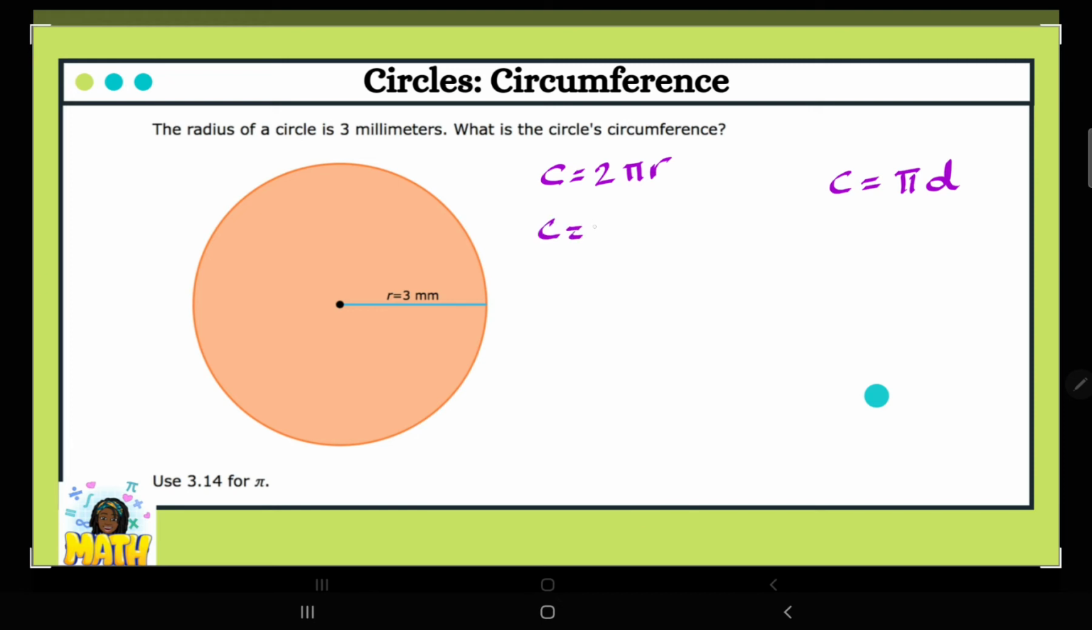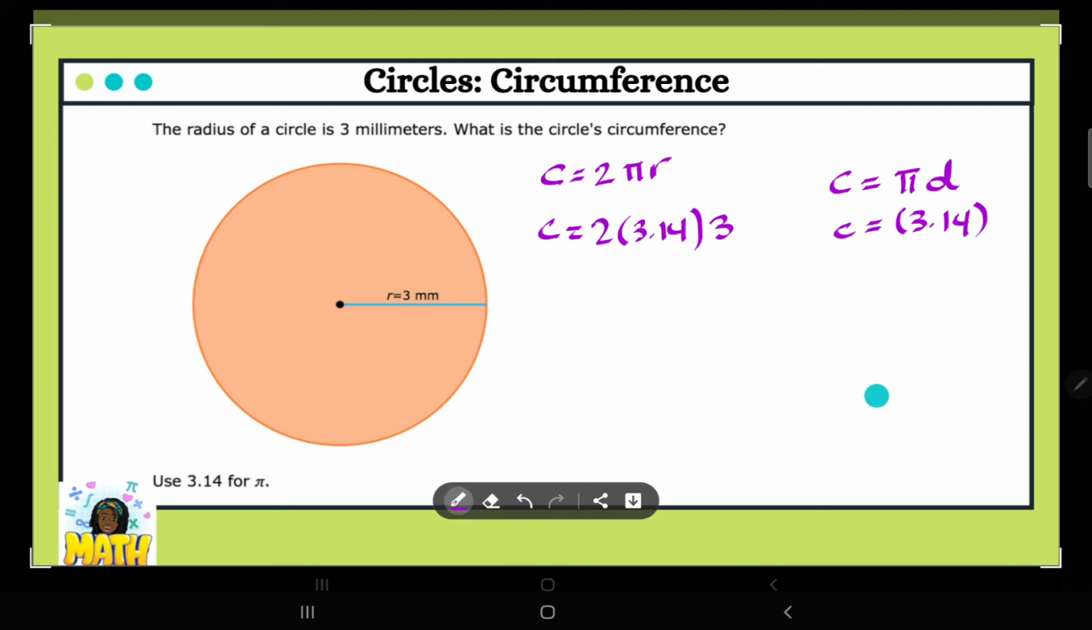So C equals 2, and we're going to use 3.14 for pi. Some of you may have the pi button on your calculator that you can also use. Okay, so C equals 2 times 3.14. Now, if the radius is 3, what is the diameter? The diameter is twice the radius, so we would have to add 3 more, and that would give us a diameter of 6.